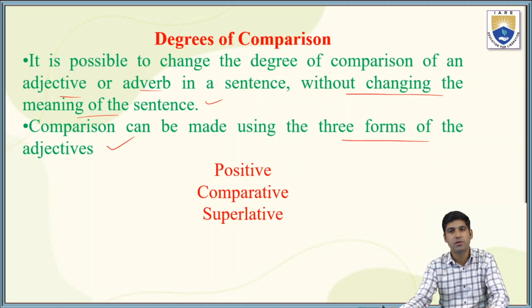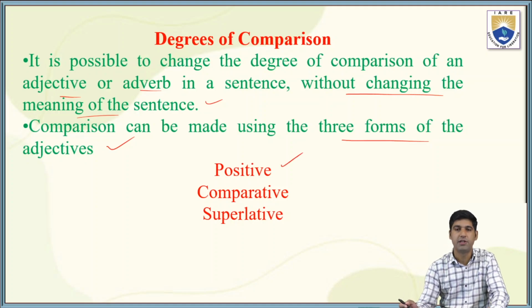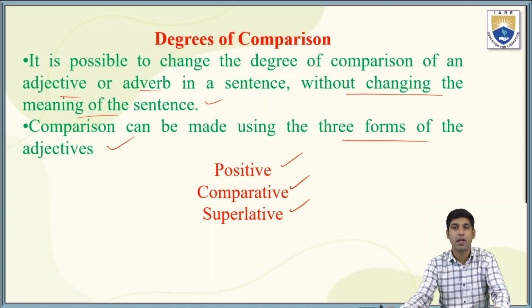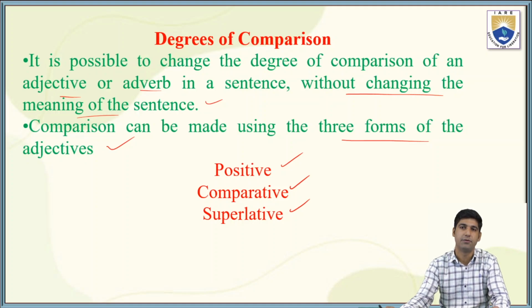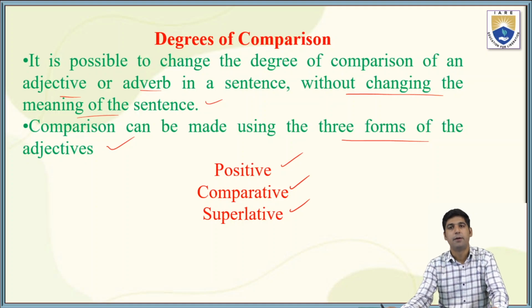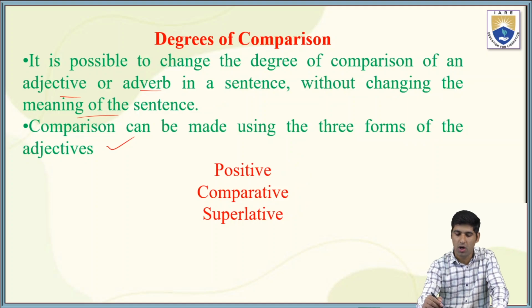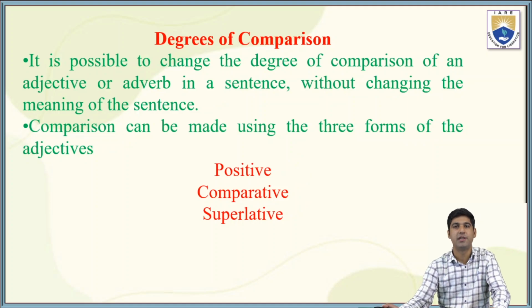What are the three forms? The first form is positive, second is comparative, third is superlative. Three forms of adjectives can be used to change the degree of these adjectives. These three forms are positive form, comparative form, superlative form. Let's discuss what these three forms are and how we can change the degree of comparison.